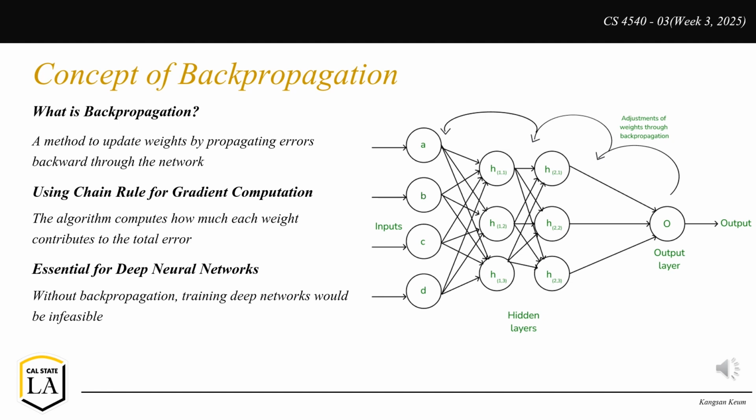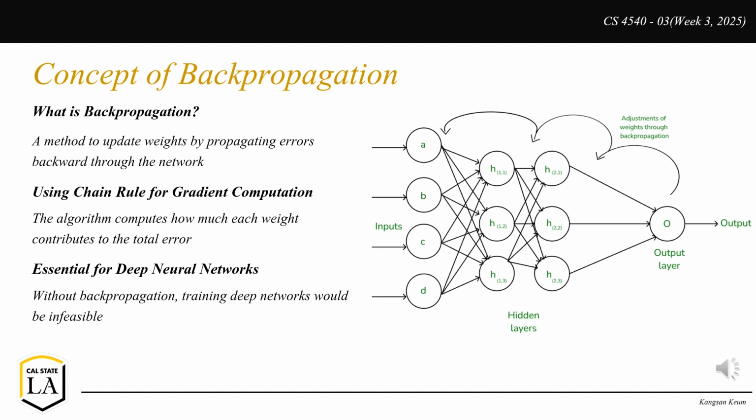When a neural network makes a prediction, we calculate the error at the output layer using a cost function. Backpropagation then determines how much each weight contributes to that error and adjusts them accordingly. This is done using a mathematical technique called the chain rule, which helps compute derivatives in multi-layered systems.